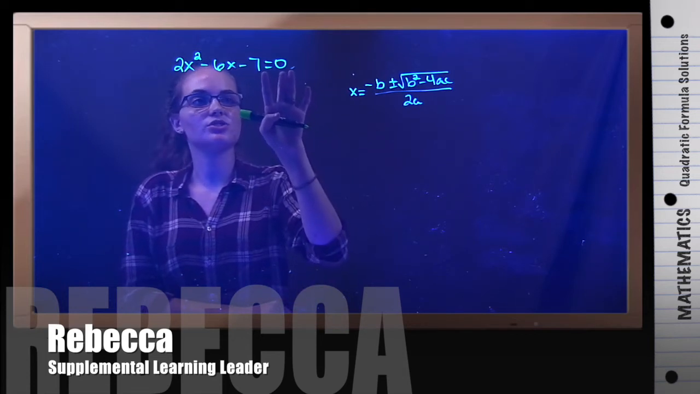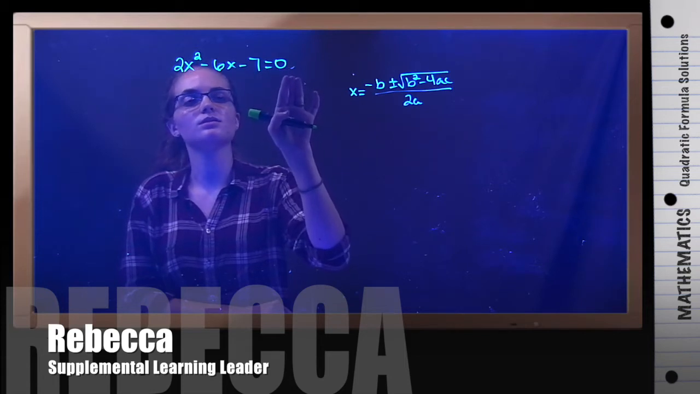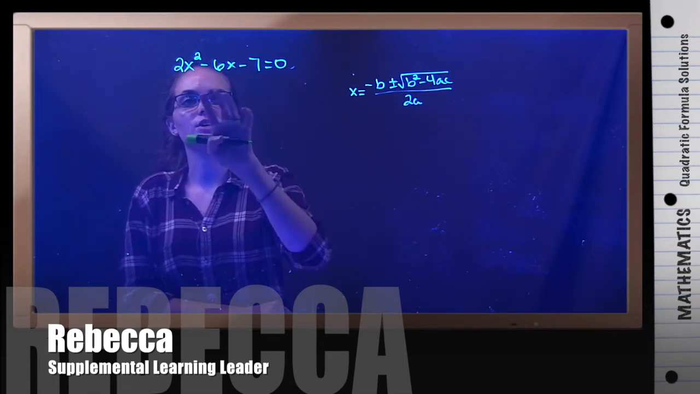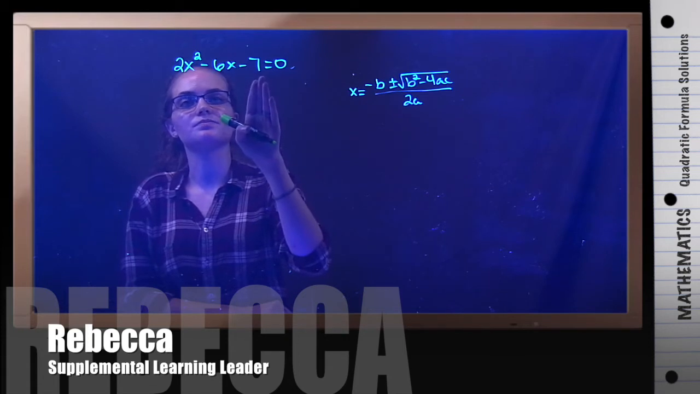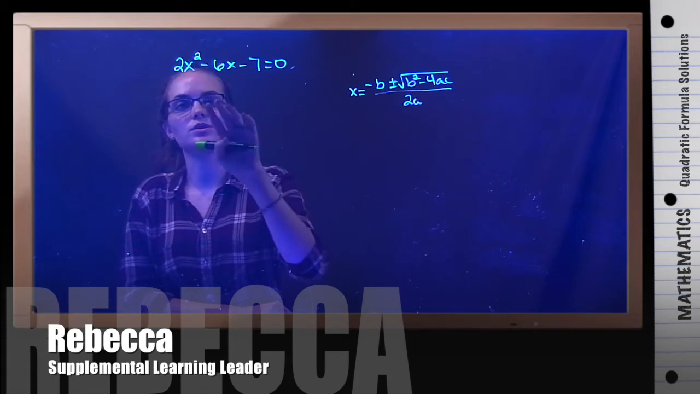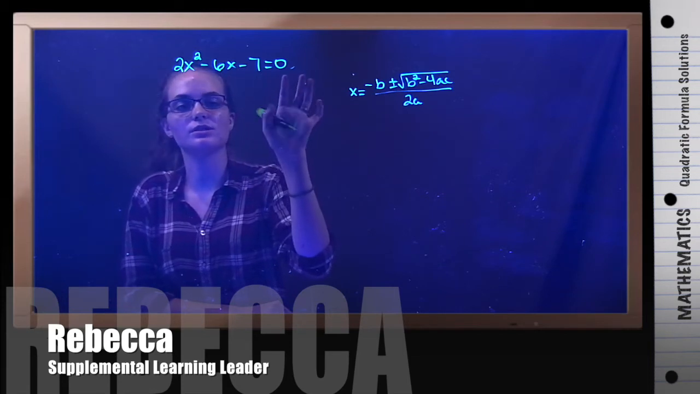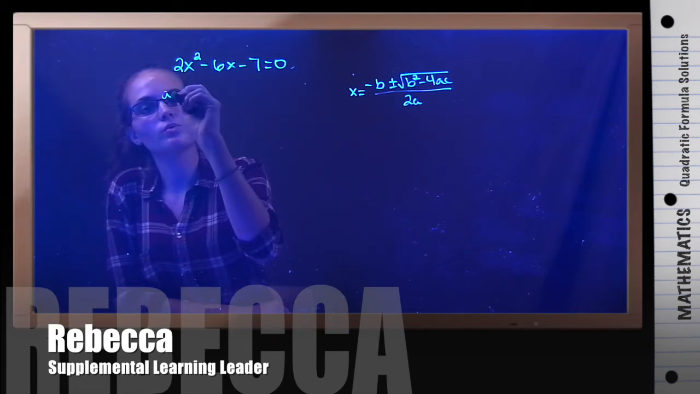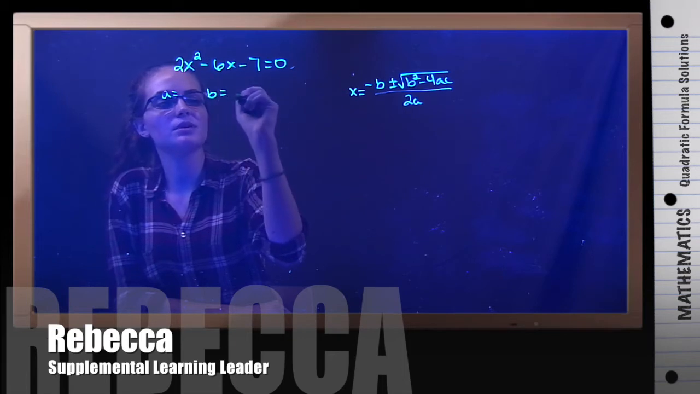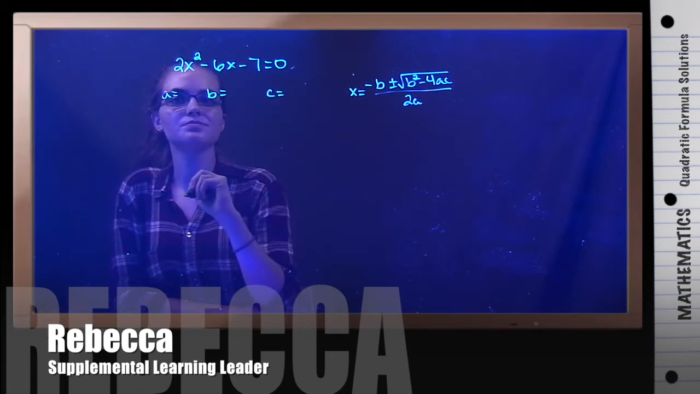You have to make sure that it's equal to 0 and that there's no terms on this side. And then the other thing is that you have to make sure it's in descending order. And both of those things are already given to us. It has x squared, then x, and the constant, and it's already equal to 0. So now we can determine what our a, b, and c actually are.